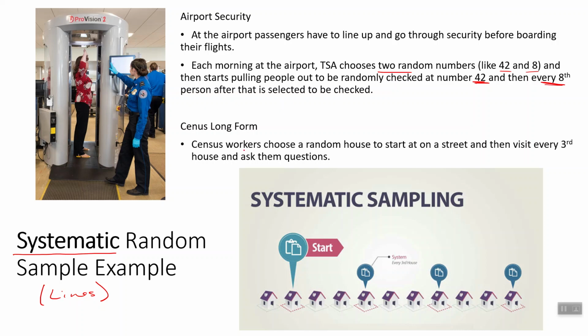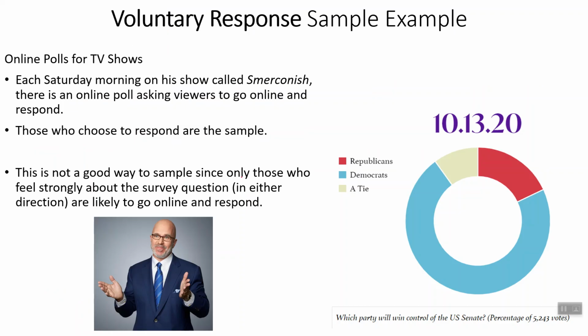That's the random check. Another way we do this is what's called the census long form. Census workers will start at a random spot, and then they'll go every 3rd, like 1, 2, 3, 1, 2, 3, 1, 2, 3. And then they'll interview the people at that 3rd house, every 3rd house, and ask them to fill out a longer form for the census, some more detailed questions. But notice the houses are lined up here, the people are lined up to go through security there.